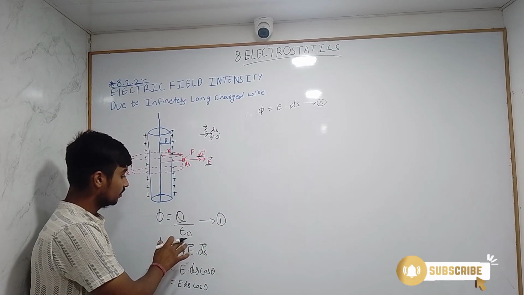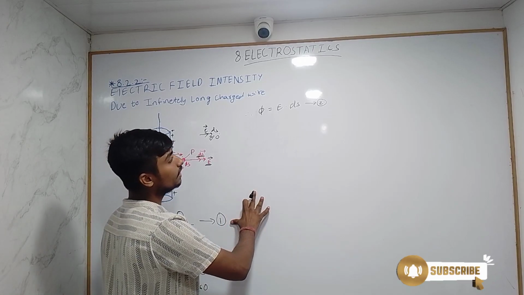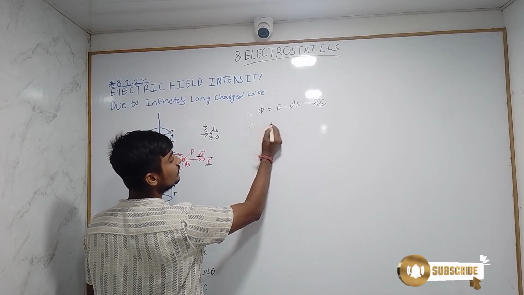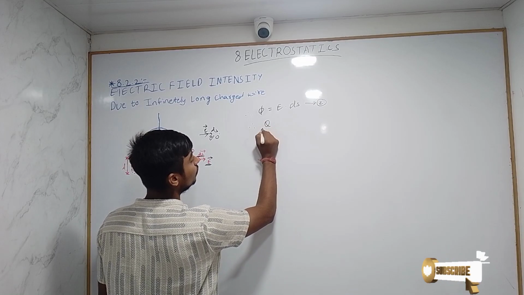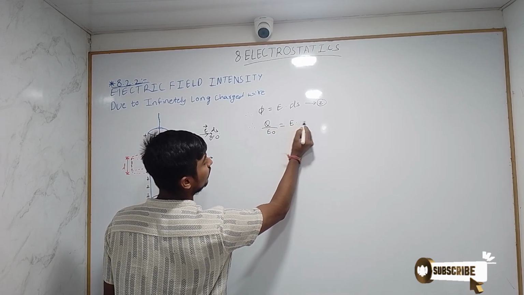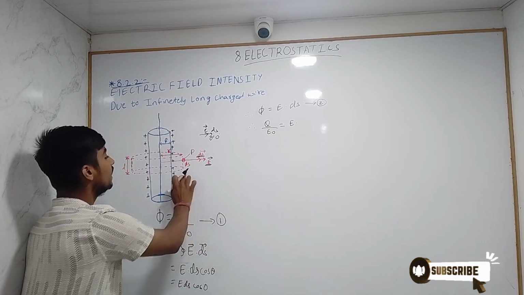अब लेट्स मूव ऑन टू समराइजिंग बोथ द इक्वेशंस. So after assessing both the equations we get Q upon epsilon naught is nothing but E dot area, that is area of the cylinder.